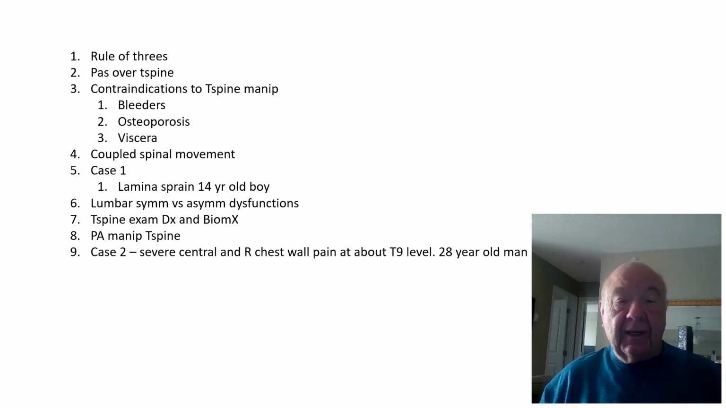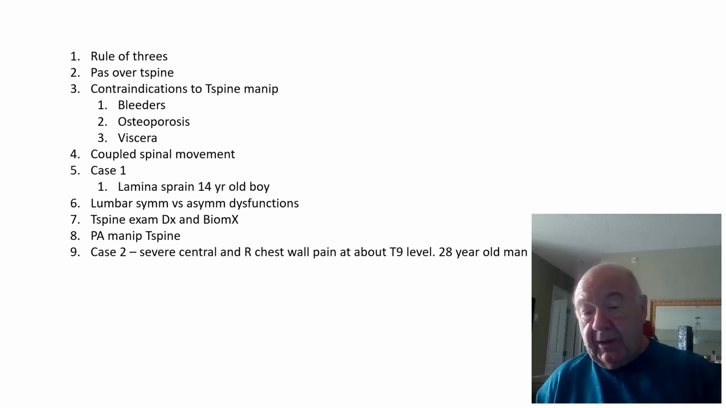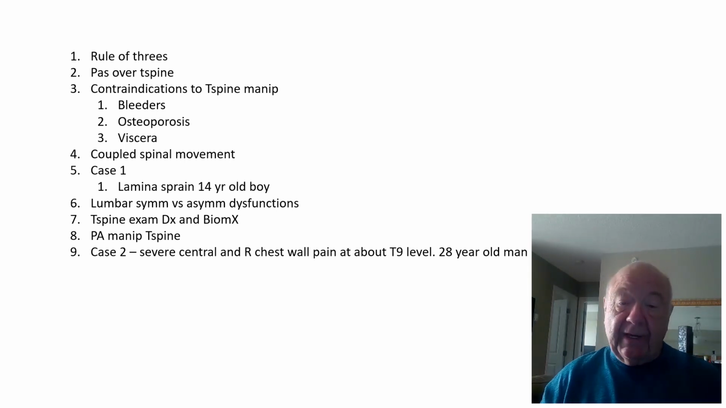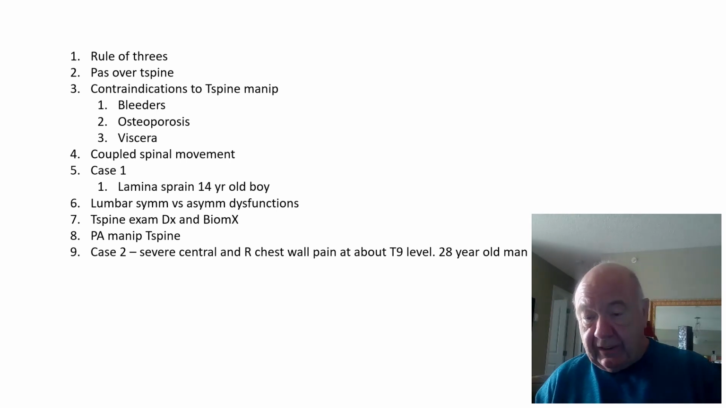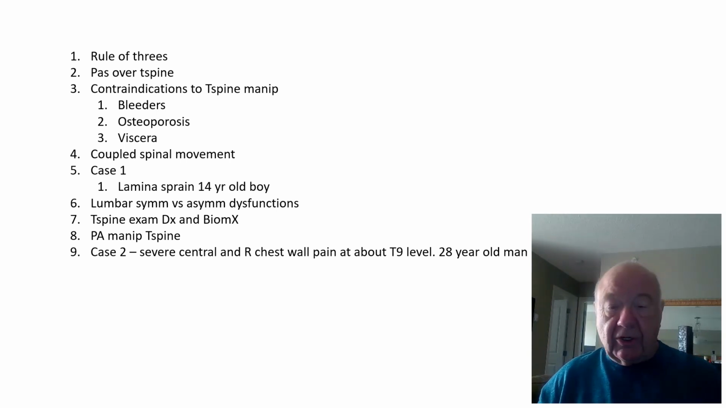Contraindications to thoracic manipulations. Bleeders is a big one. The spinal canal is small compared to the contents and the caliber of the canal. So any blood in there is not only toxic to the contents, but there's more pressure applied to it for a smaller amount of blood.